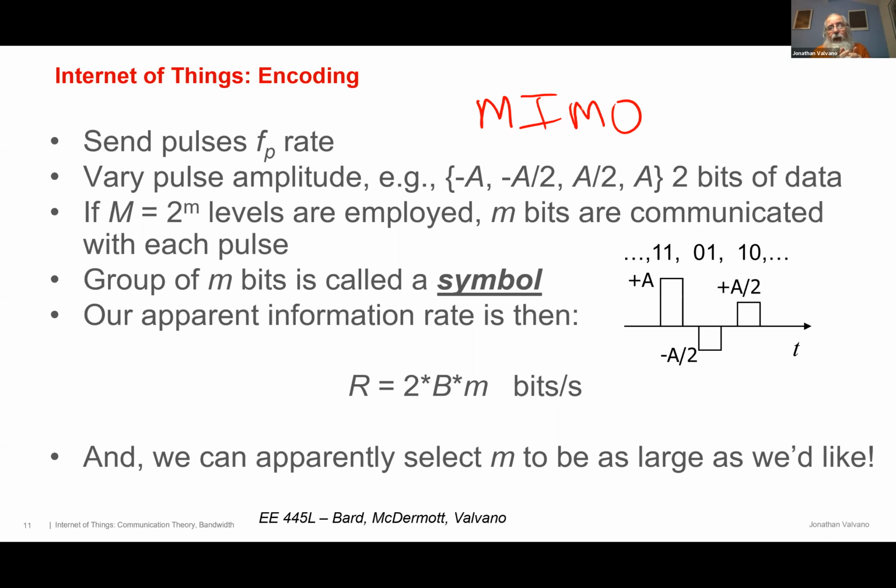But where I'm going is let's encode more bits per pulse. So rather than sending plus A and minus A, what if I sent minus A over 2, A over 2, and A? If I could encode 2 bits of information in every pulse, then I could double the effective information rate, R.